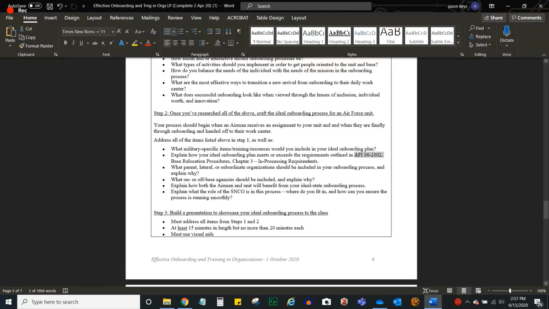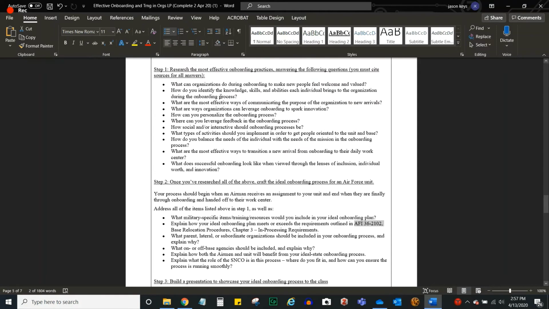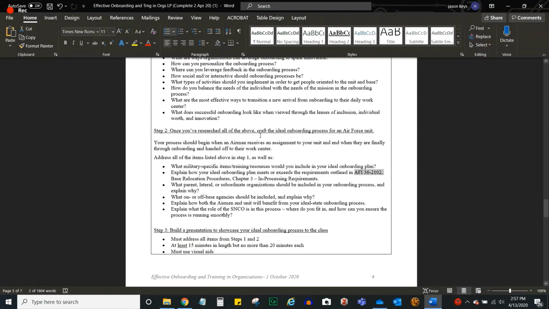So while they're researching up here in step 1 for the most effective onboarding practices, in step 2, because we put this here, they are going to have to dive into this AFI and make sure that what they're doing is realistic.